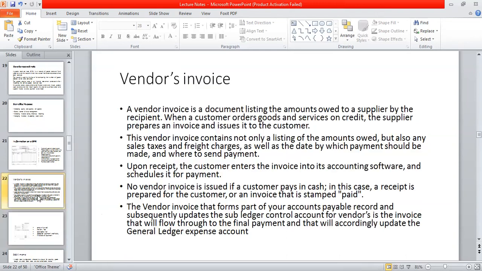Excuse me, is it the same as a purchase invoice? Yeah, it's the same as the purchase invoice. In this case, I just call it a vendor invoice because it is originated by the vendor or the supplier. So you can call it a supplier invoice, vendor invoice, or the purchase invoice.